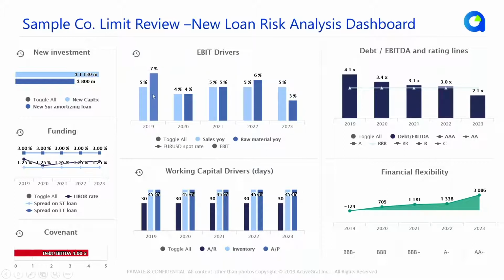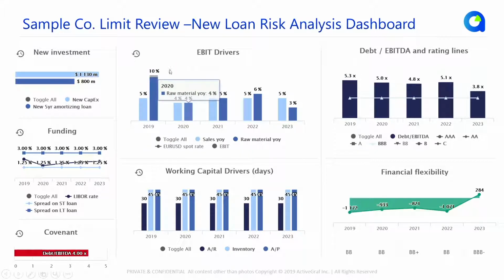In ActiveGraf, it's very simple to run these scenarios. You can graphically run any model. All we do is click on the element that governs the growth of the raw materials price and take it to the level that we want, which is 10%. And we can immediately see the impact on the credit. It's that simple. It goes from what was an investment grade company to just barely making investment grade towards the end of the forecast period.